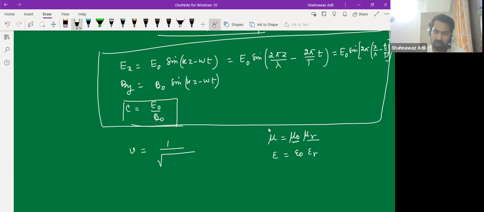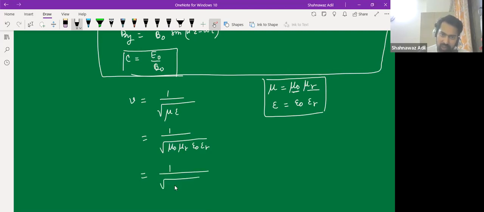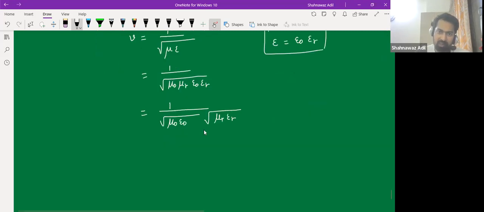So when we put these values, this is mu and this is epsilon. Then this would become mu naught, mu r, and epsilon naught, epsilon r. So I can write this as 1 by root mu naught epsilon naught and root mu r epsilon r. Can you tell me what is this value? What is 1 by root mu naught epsilon naught?